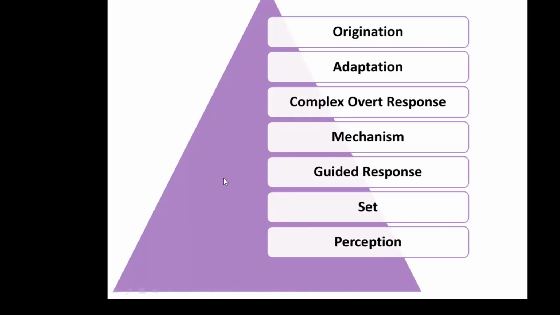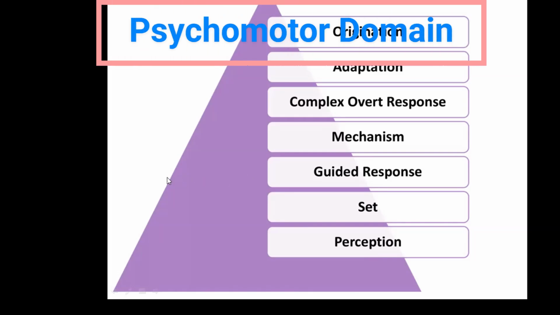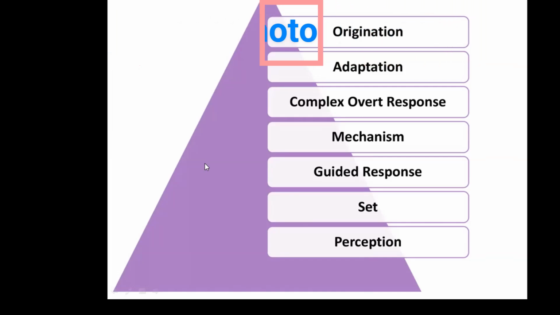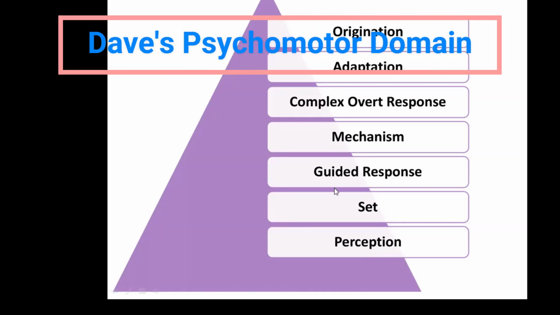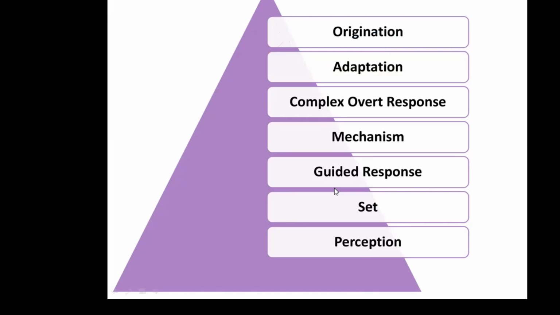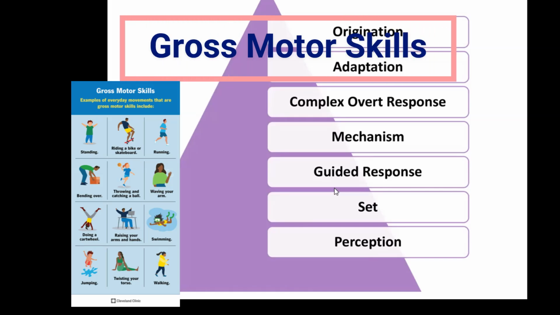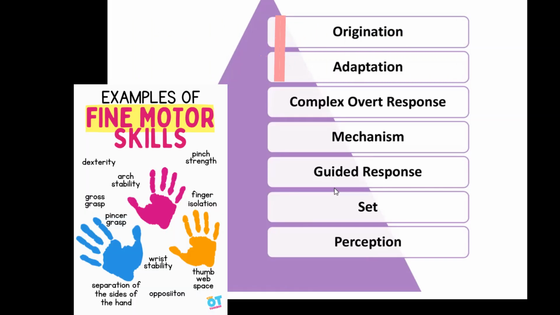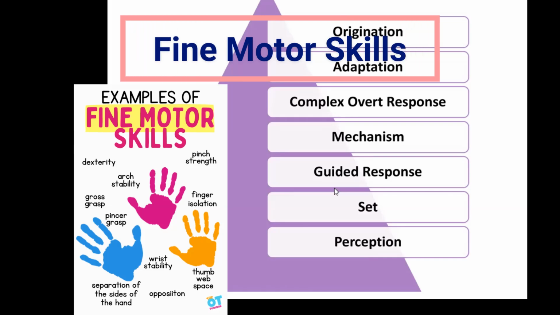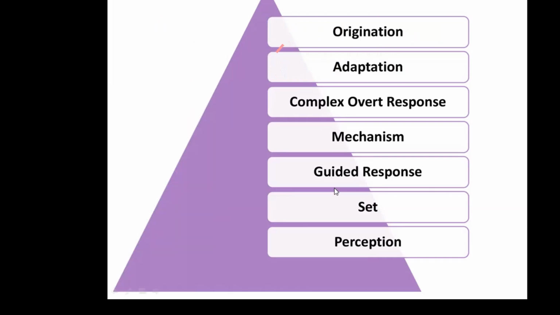So today, this video is about the psychomotor domain, because there was a question about Dave's psychomotor domain. The psychomotor domain has two parts: one is gross motor, another is fine motor. Gross motors are the large muscles, and fine motors are the small muscles.